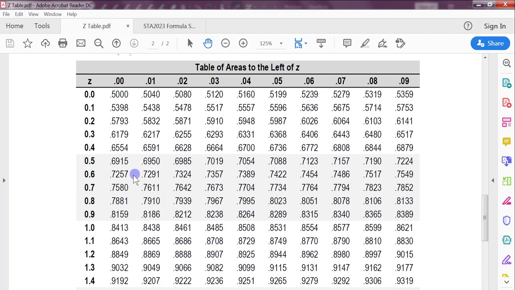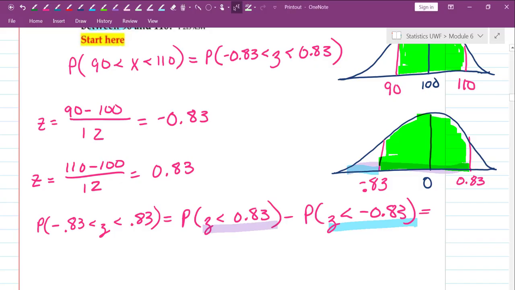0.83 is going to be 0.83 right here. So this is 0.7967. So 7967, subtract, and now the negative 0.83.